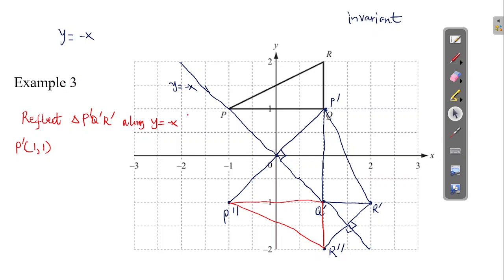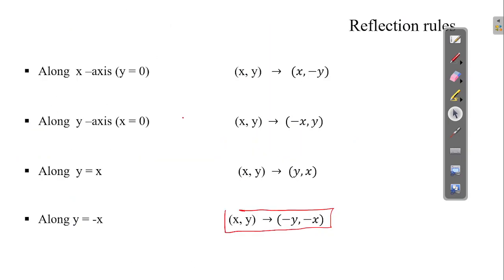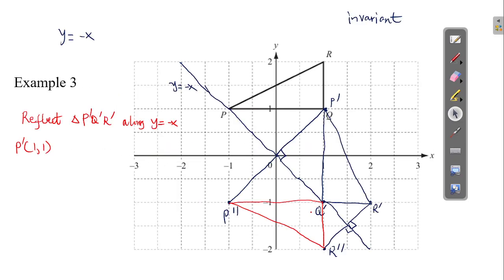Now from the law we saw here, reflection along y = -x, what happens? You are going to switch the letters and put a minus sign on both. So which means that the image after reflection along this line will now be, I'm going to switch. If I switch, I'll get 1, 1, right? I'll put minus, minus, minus. So this is my P prime prime. Now you can see it's here, it's correct. x is -1, y is -1, it is correct.